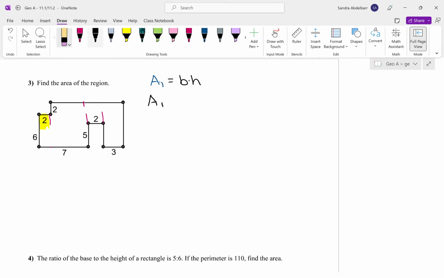I guess instead of writing 1, 2, it might confuse you. I'll write area 1, area 2, area 3, area whatever. Call this A1, A2, A3, A4, just so you don't think those are lengths. All right, so my base is 2, my height is 6, so area 1 is 12 units squared.